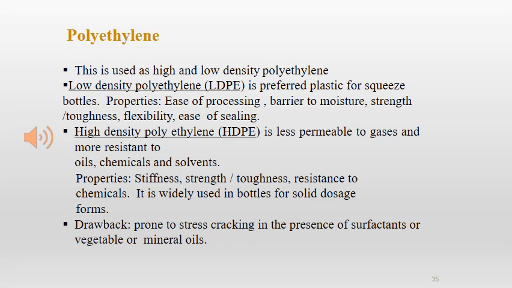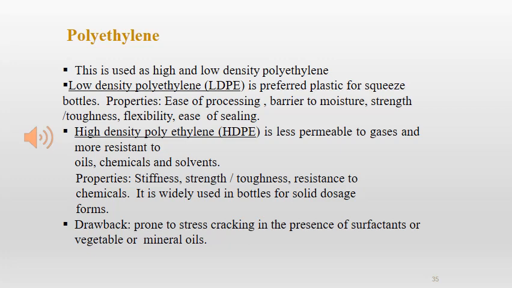Then comes polyethylene type of plastic. Polyethylene is of two types: low density and high density. Low density polyethylene is generally used for squeeze bottles, droppers, etc., whereas high density polyethylene is mechanically stronger and less permeable to water. Therefore, it is used for bottles and jars.